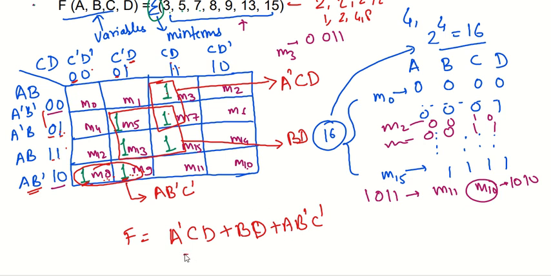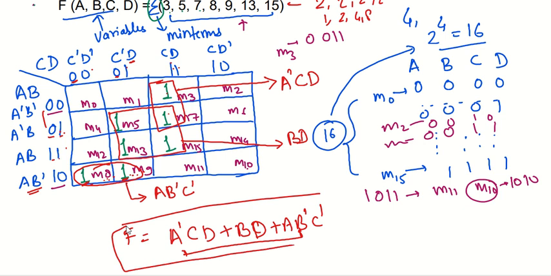So the order is not important, whether we are writing first AB dash C dash or we are writing BD first. The minimized function is what is required. So we started with 7 different minterms, and now the minimized function is this one.